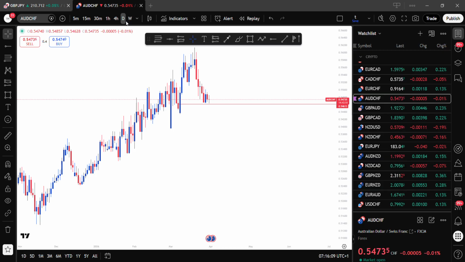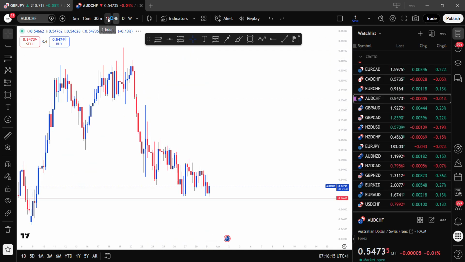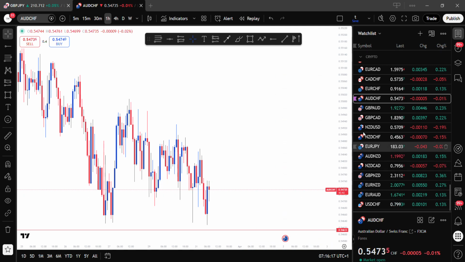On AUD CHF on the daily time frame, the market has already sold to this point, so we should be expecting a buy from that point. If there's a change of character on 1 hour, there's no change of character on 1 hour yet, so we just keep waiting.